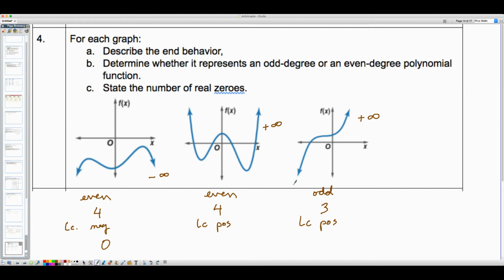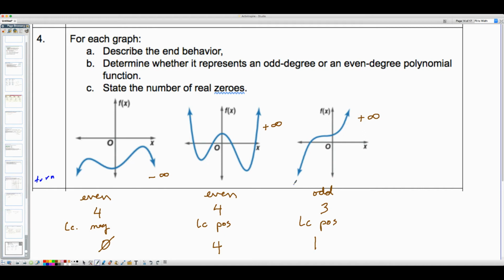Here we have no real roots. See, it does not cross the x-axis. In the second one, I'm going to have 4 real roots. You can count them. It's a 4th-degree polynomial. The maximum number that I could have is 4, and I do have 4. In this last one, I have 1 real root. I could have 3, but I don't. I only have 1. It only crosses the x-axis once.